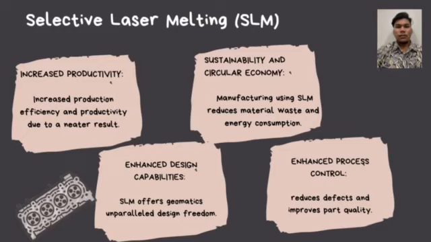There are four main features of using SLM. First, increased productivity and efficiency due to neater results. Second, it ensures design capability. SLM offers unparalleled geometric design freedom as it can be performed in complex areas, and is economical. Third, manufacturing using SLM reduces metal waste and energy consumption because there is no excess material. And the last, it achieves process control, reduces defects, and improves product quality.